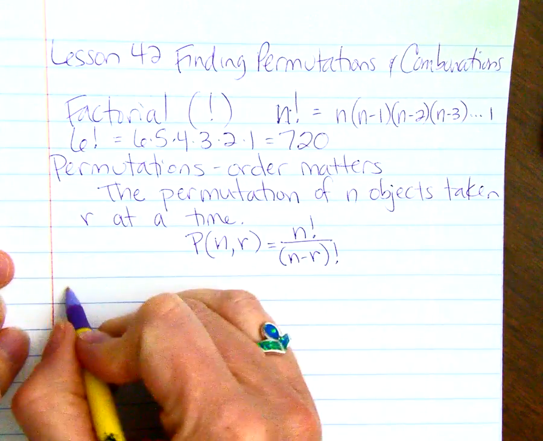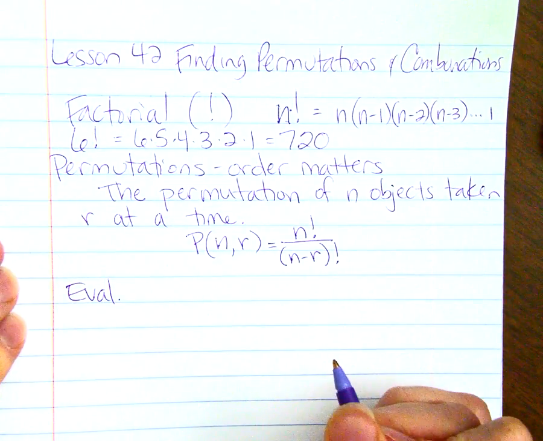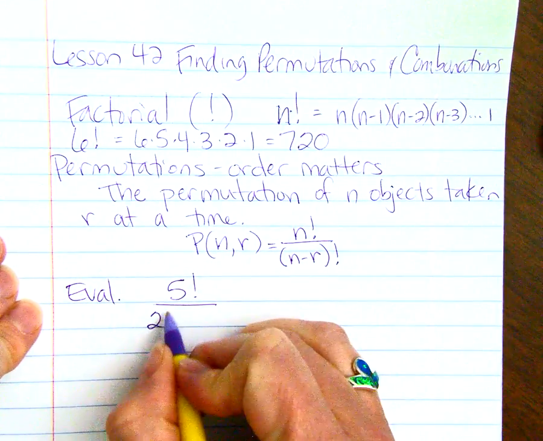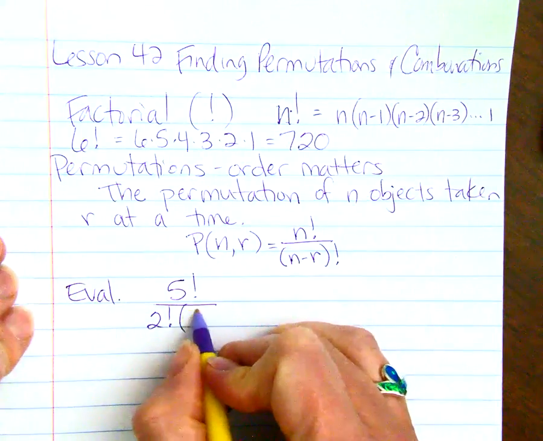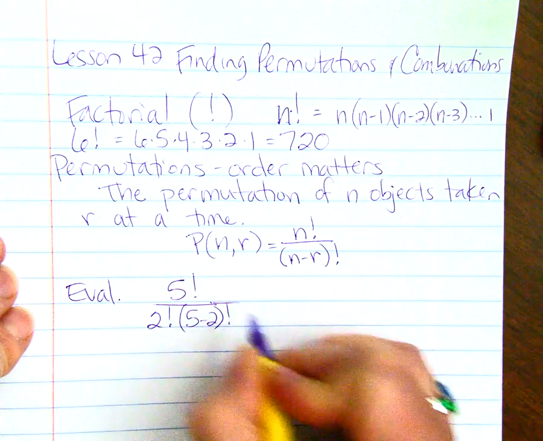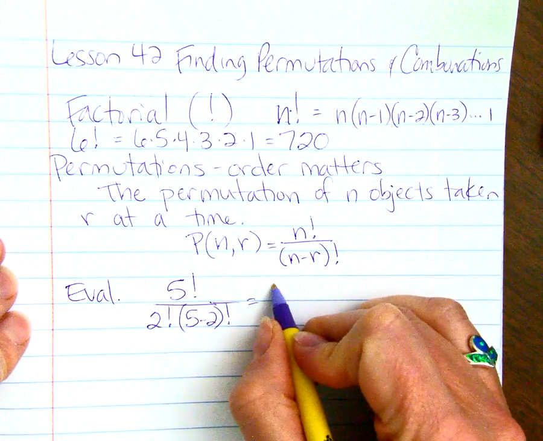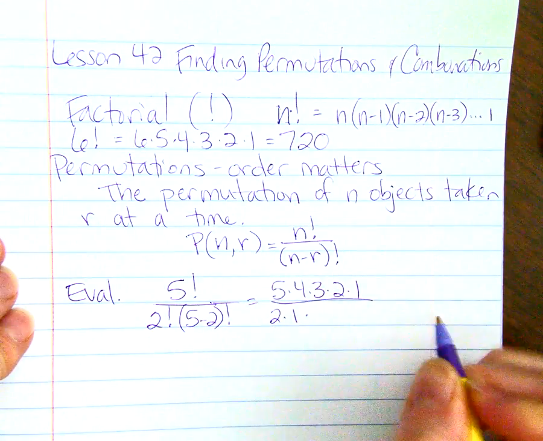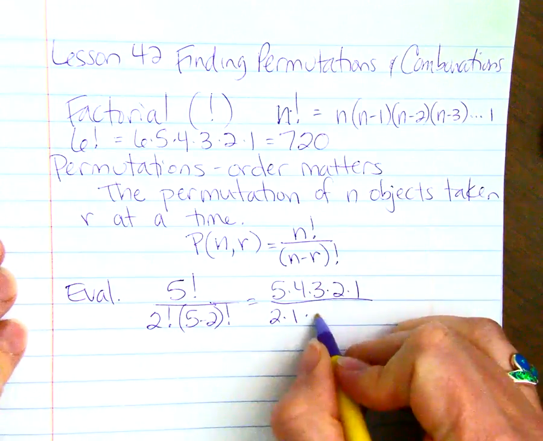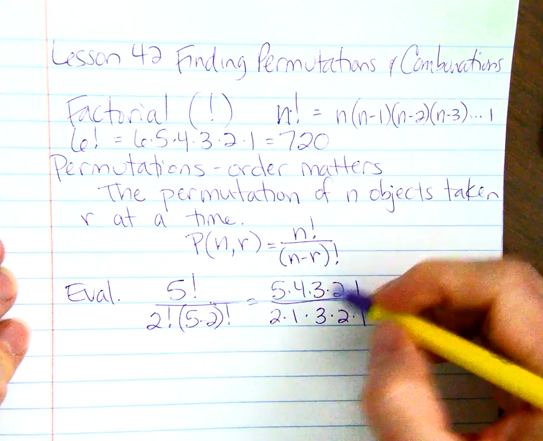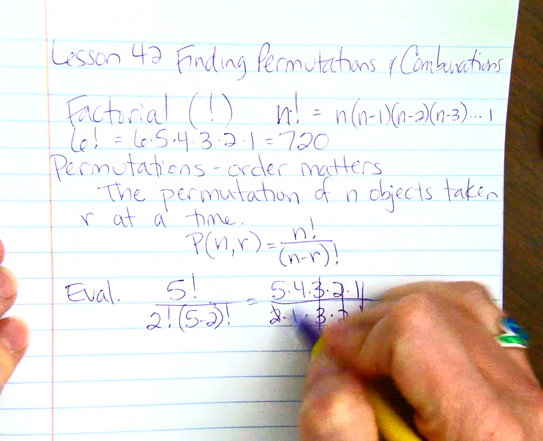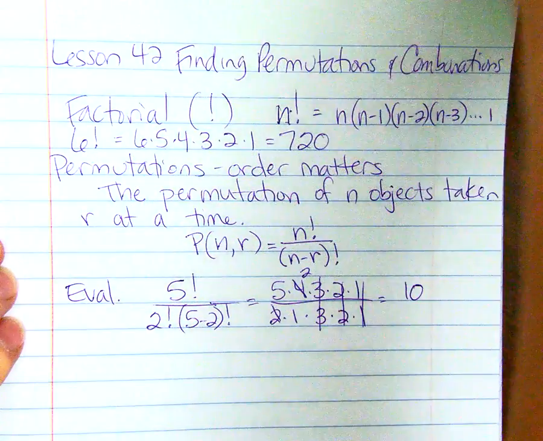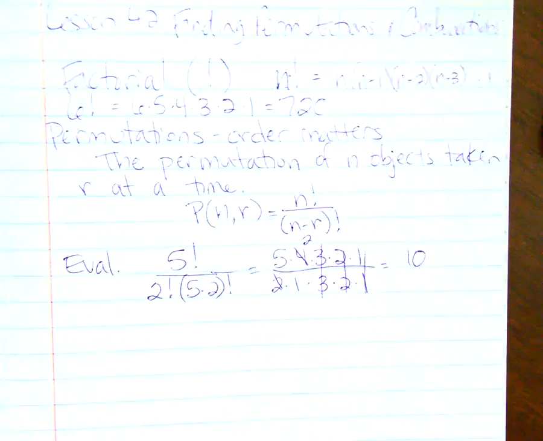And here's just an example of evaluating with factorials. If we had 5 factorial divided by 2 factorial times 5 minus 2 factorial, we could look at this as 5 times 4 times 3 times 2 times 1 over 2 times 1 times 5 minus 2, which is 3. 3 factorial is 3 times 2 times 1. So we could do some canceling. 2 goes into 4 twice, and the answer would be 10. So that's just an example of using factorials.